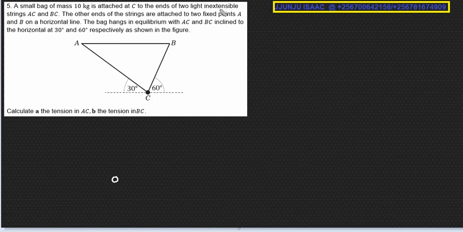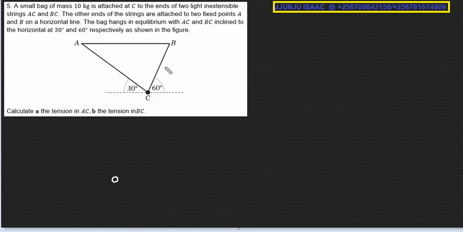To the ends of two light inextensible strings AC and BC. So these are two strings AC and BC. These are different strings because they are two inextensible strings AC and BC, meaning the tension cannot be the same. Okay, so the other ends of the strings are attached to two fixed points. So this string here is attached at B and this string here is attached at A. Now the bag is in equilibrium with AC and BC inclined to the horizontal at 30 and 60 degrees respectively.